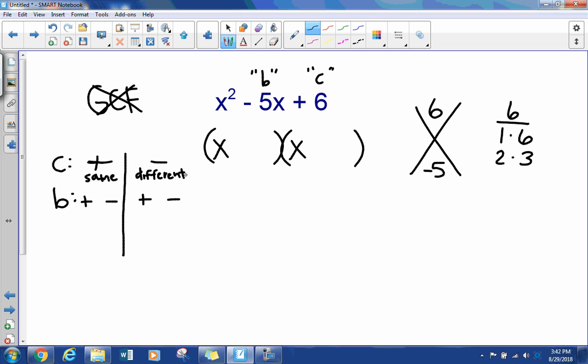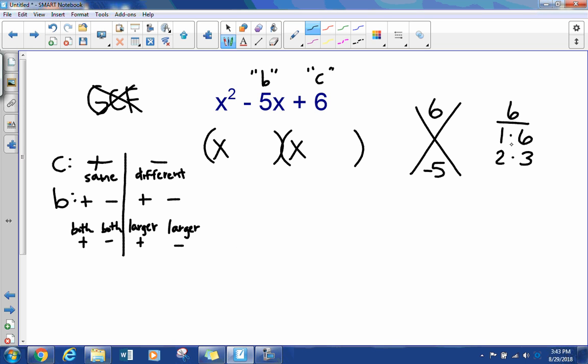So look at C first, then look at B. If C is positive and B is positive, that means both of your factors will be positive. If C is positive but B is negative, that just means both of your factors will be negative. Over here, if C is negative but B is positive, that means the larger of the two numbers in your factor pair would be positive, and if C is negative and B is negative, that means the larger of your two factors would be negative. So using this little chart can really help with knowing what signs to put on your possible factors.